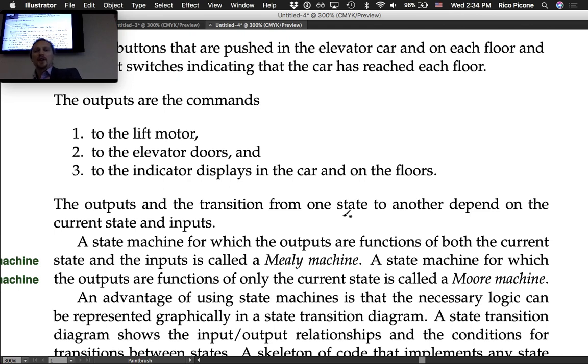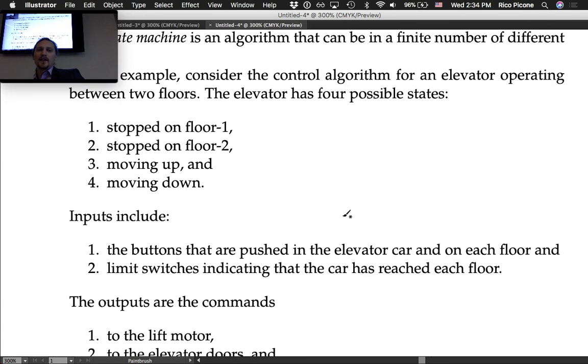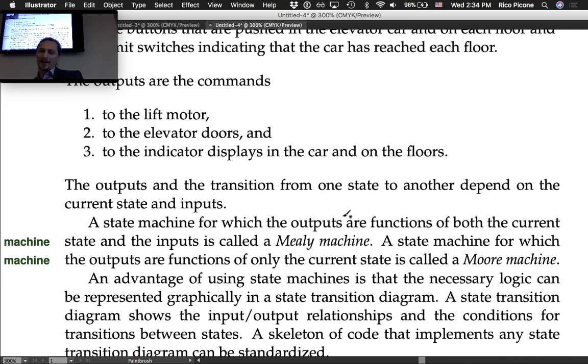So a state machine for which outputs are functions of both the current state and the inputs is called a Mealy machine. So in this example, the elevators, and in a later example we'll do, and in the lab, we're going to have Mealy machines. It's just a subtype of finite state machines. A state machine for which the outputs are functions of only the current state is called a Moore machine. So if you're in this state, do the next state. If you're in this state, do this other state.